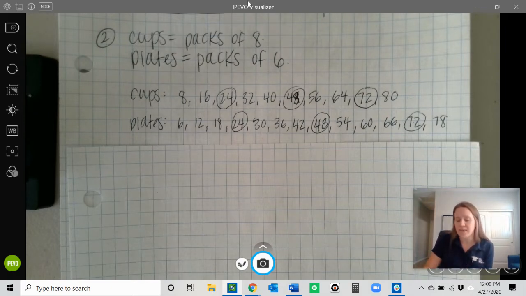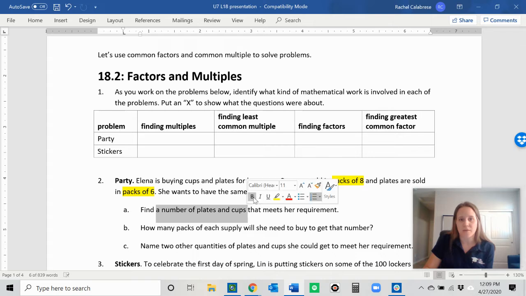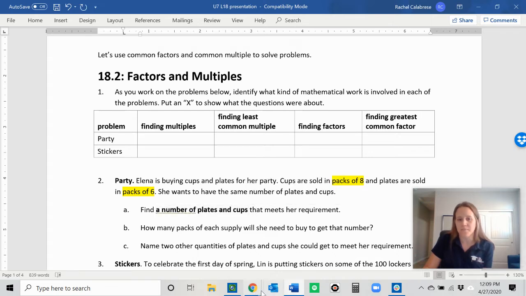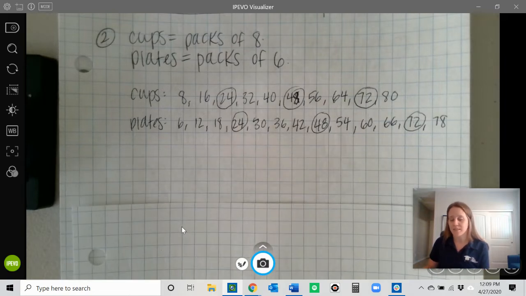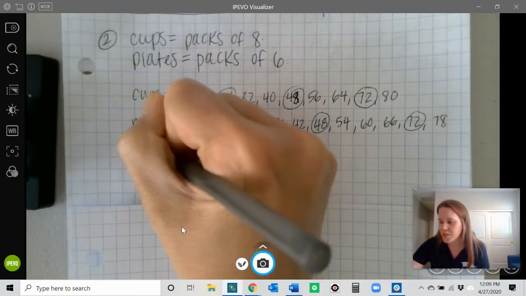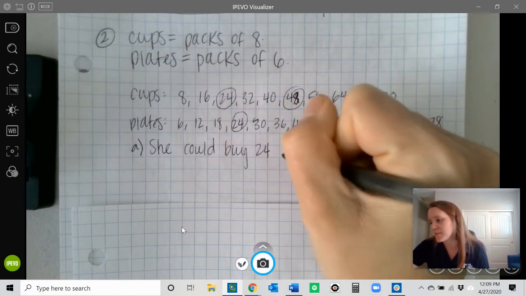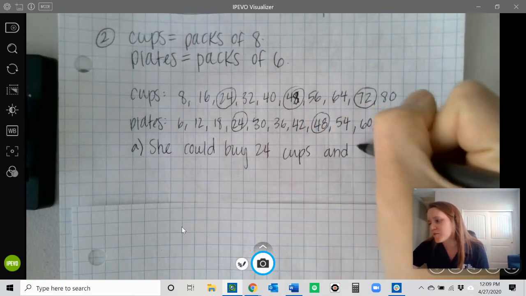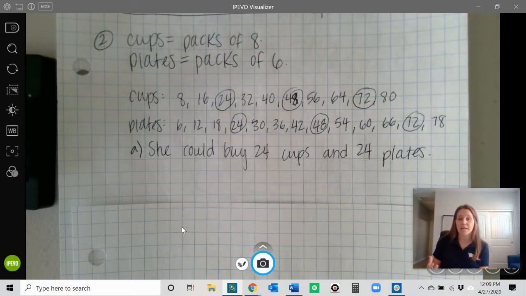Okay, so let's look back and remind us what the question is asking for. A says find a number of plates and cups that meets a requirement. Okay, a number of plates and cups. So the only requirement is that she wanted to have equal amounts of cups and plates. So let's go ahead and write A. She could buy 24 cups and 24 plates.